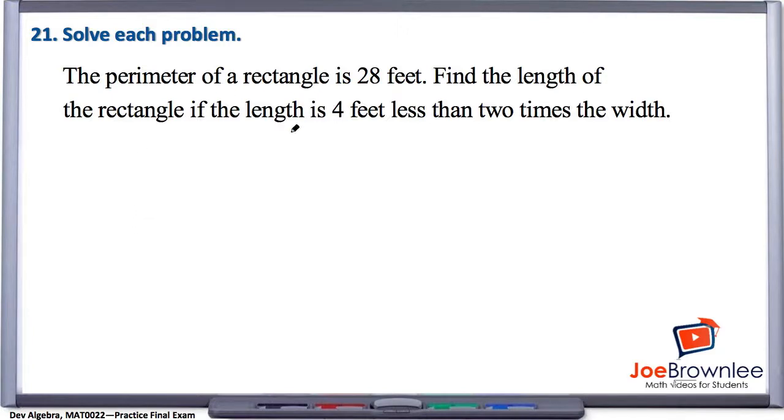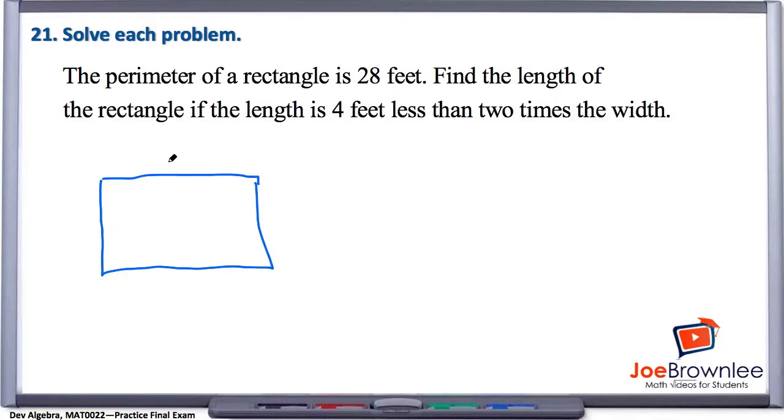So in this case, we're talking about a rectangle. So what I'm going to do is draw a rectangle. And that's not a very good one, but we'll pretend it is for the purposes of our video. Now, we're told the perimeter of this rectangle is 28 feet. And we know that perimeter means the sum of all the sides. So whatever the length of this side is, plus the length of this side, plus this side, plus this side is equal to 28 feet.